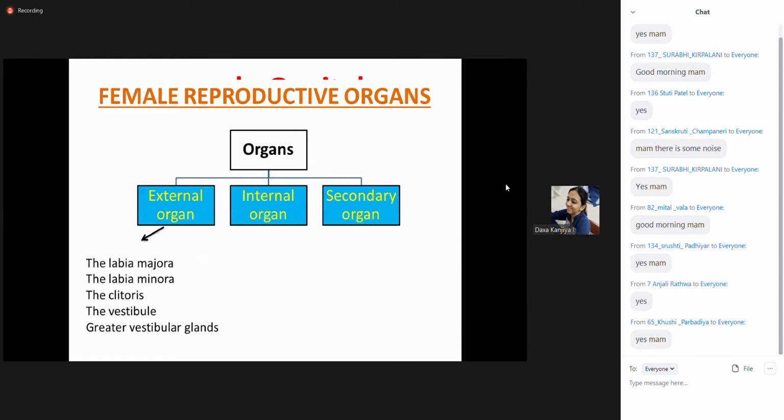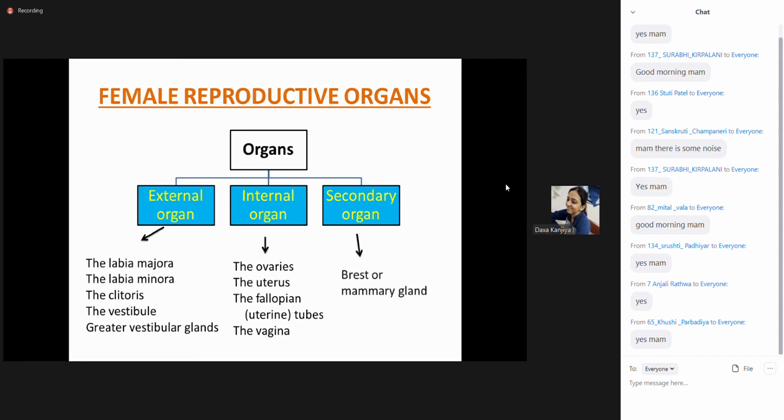External organs are labia majora, labia minora, clitoris, vestibule, and greater vestibular glands. Internal organs are uterus, fallopian tubes, vagina, and ovaries. And the secondary organ is the mammary gland, which you have already learned.